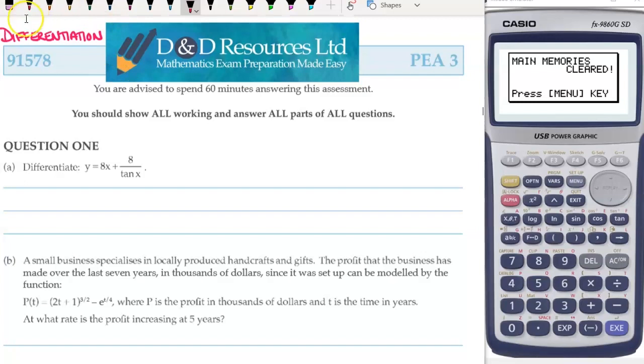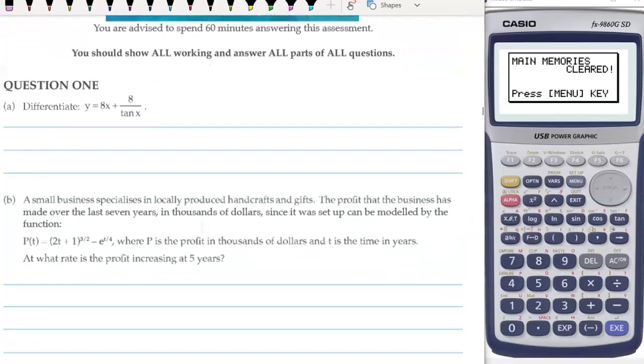Okay, so we are looking at the one from the differentiation booklet, which is standard number 91578, and it's practice external assessment number 3. So let's crack on with question 1.